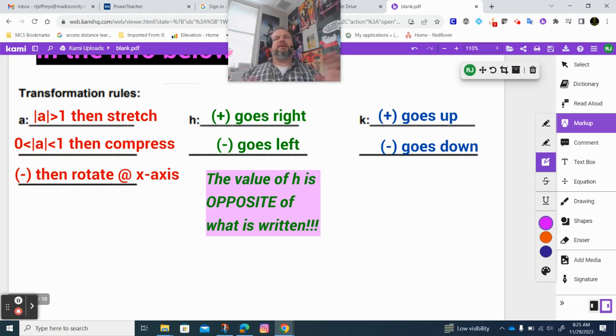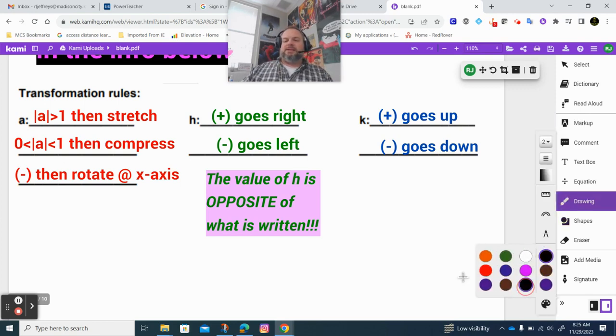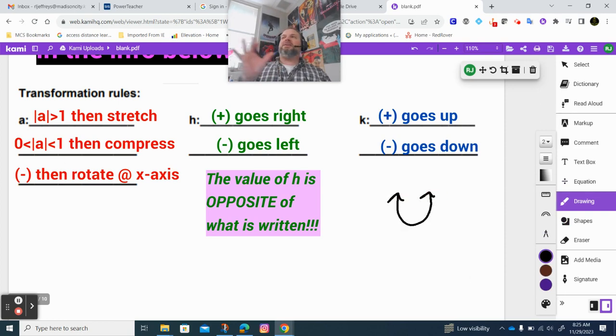Some of this stuff seems weird, especially since we're not graphing. Look, basically, if we had a regular graph of the parabola, all these other letters just make it move. That's really what it does.